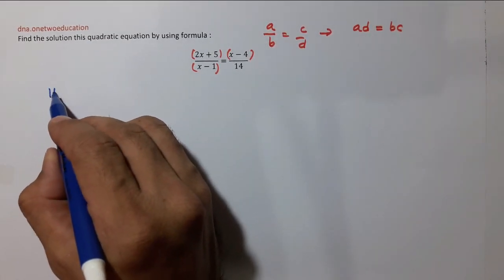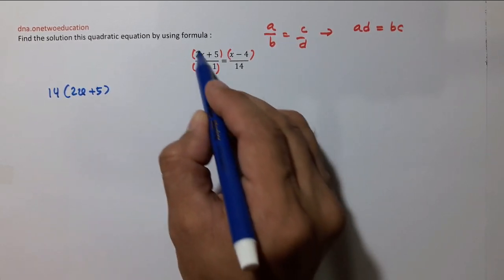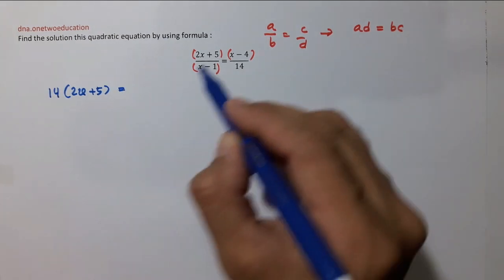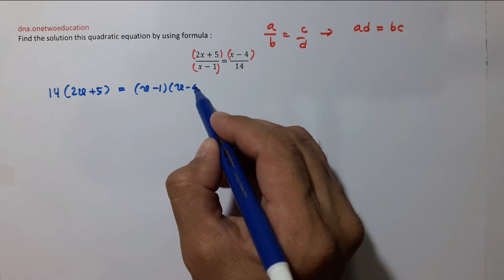so 14 times 2x plus 5, this one, equal here x minus 1 times x minus 4, right?